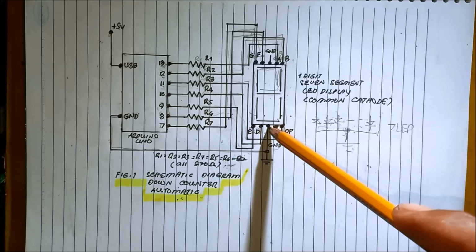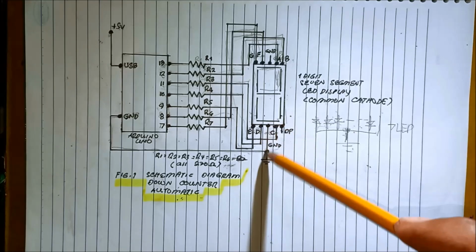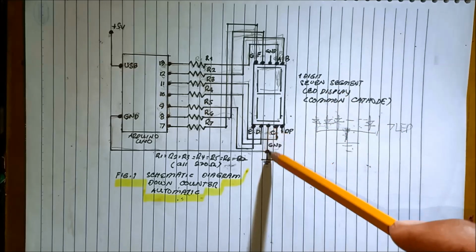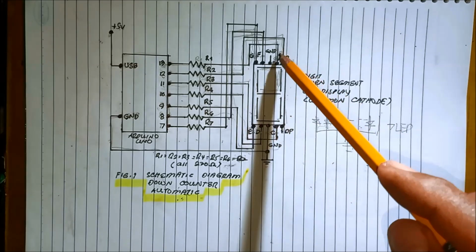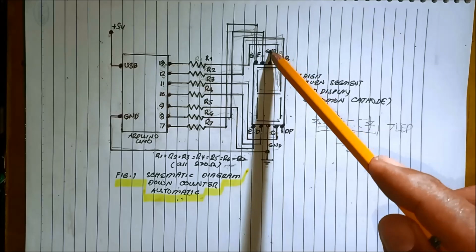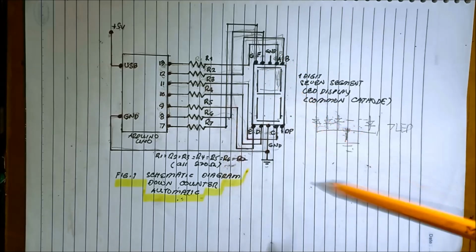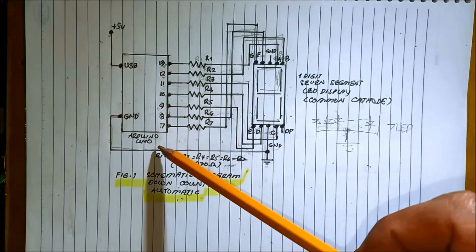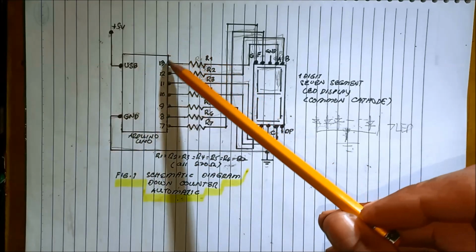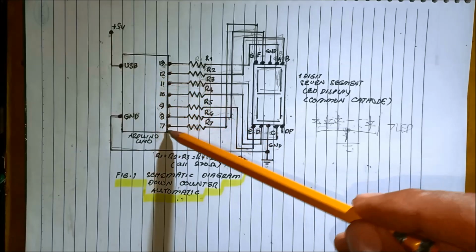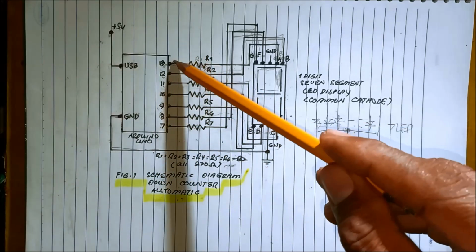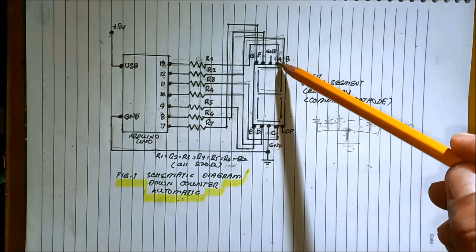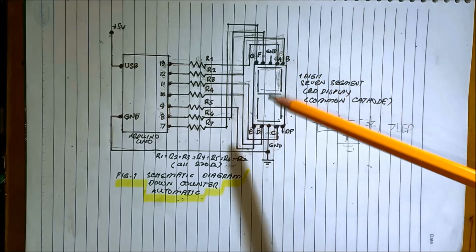Okay, the ground is located at the center of the LED display. So this is the ground. Also here, there's also a ground pin. Okay? In our circuit, the data pin of Arduino is configured as an output. So all the current will flow into the R1, then to the corresponding pin out of the segment.